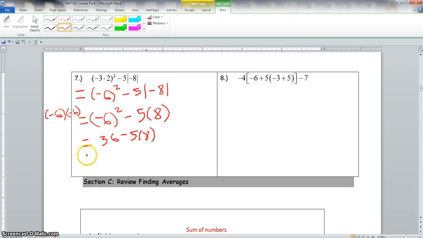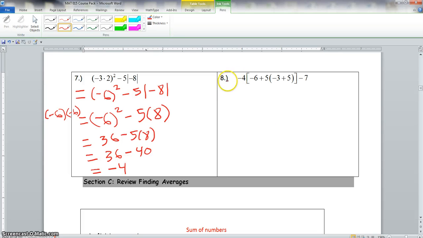Now, we will have subtraction and multiplication. We know we do the multiplication first. A minus 5 times 8 will give us a minus 40. And we know 36 minus 40 will give us 4. But since the minus 40 is furthest away from 0, it will give us a negative 4.